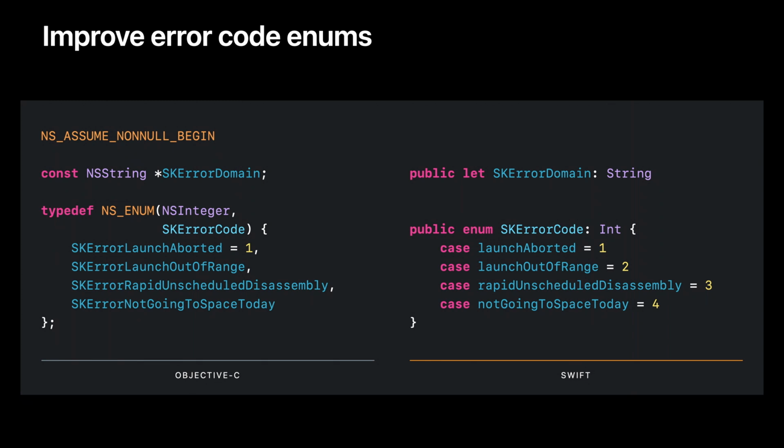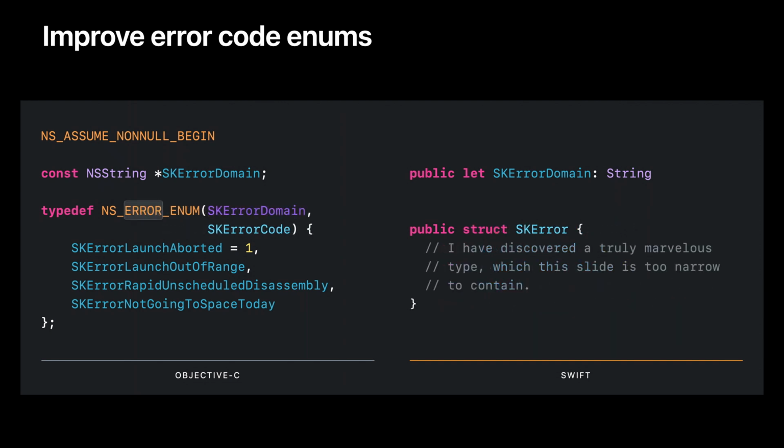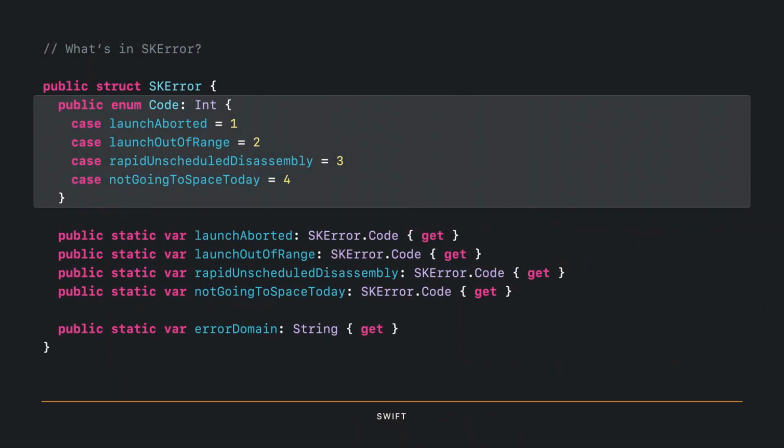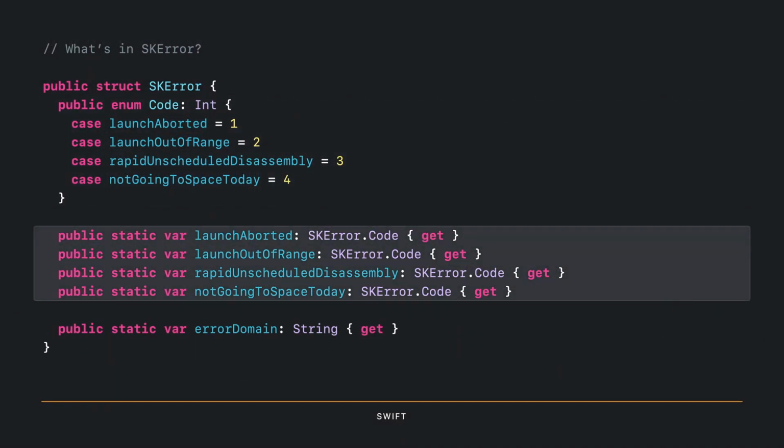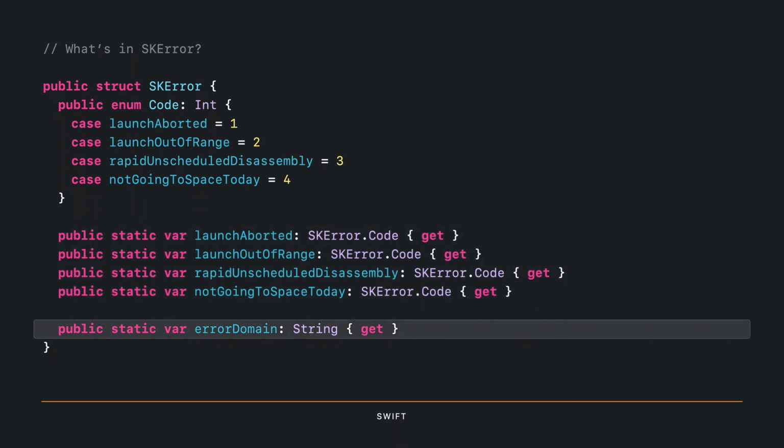All you need to do is replace NS_ENUM with NS_ERROR_ENUM. Then replace the raw type with the error domain constant. This has an enormous effect on the error code enum. SKError.Code gets nested inside SKError, a new type Swift invents from whole cloth. In the Xcode generated interface, you'll see that the enum has all of the error codes as its cases, and they're also repeated as static constants on the struct, and there's a static constant for the domain too.